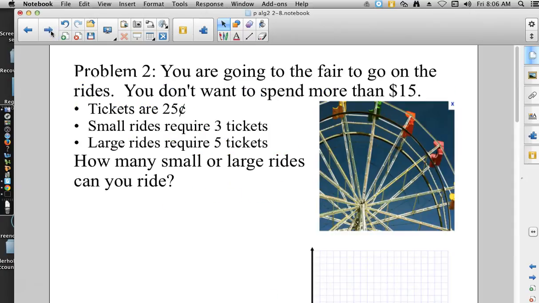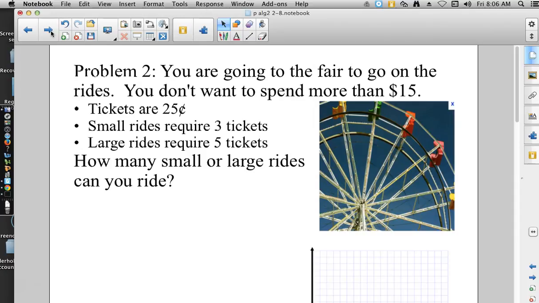Problem 2 says, you're going to go to the fair on the rides. You don't want to spend more than $15. Tickets are 25 cents. Small rides are going to need 3 tickets, and large rides are going to need 5 tickets. How many small and large rides can you ride?